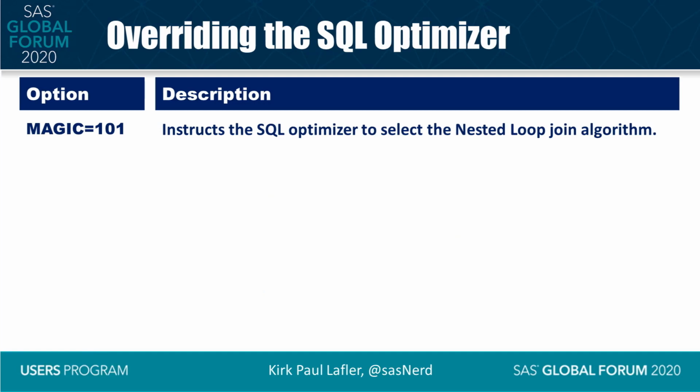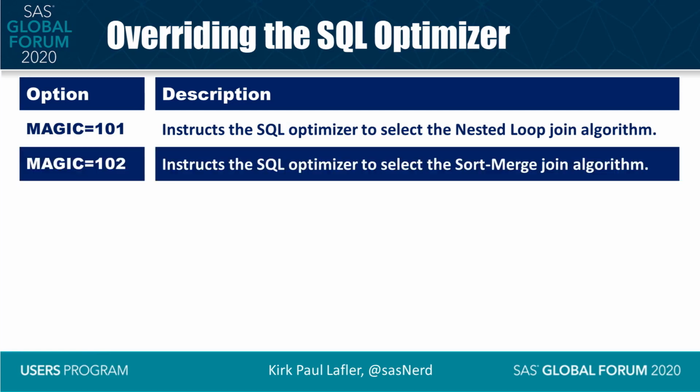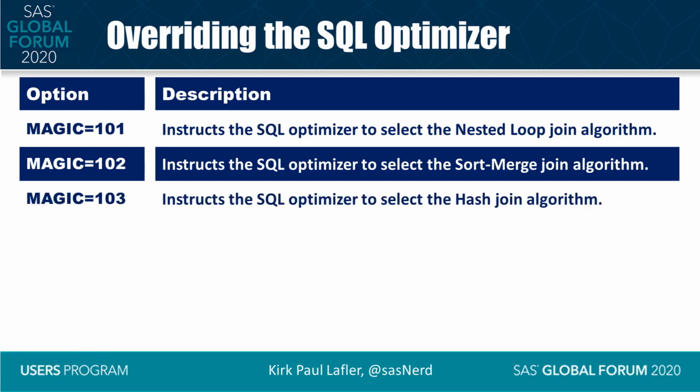How do you go about overriding the SQL optimizer? Well, there's magic options. MAGIC equals 101 instructs the SQL optimizer to select the nested loop join algorithm. There's also a MAGIC equals 102. MAGIC equals 102 instructs the SQL optimizer to select the sort merge join algorithm. And there's also a MAGIC equals 103. When specified, it instructs the SQL optimizer to select the hash join algorithm.